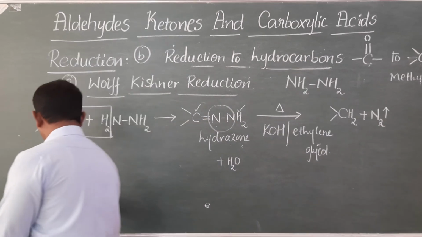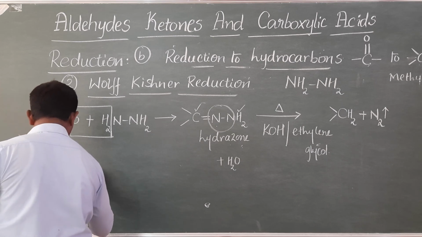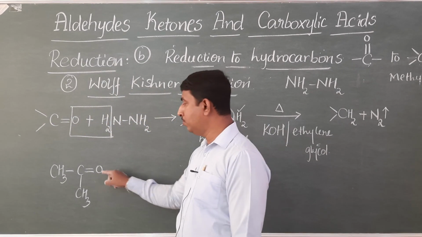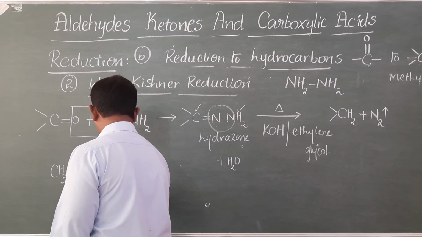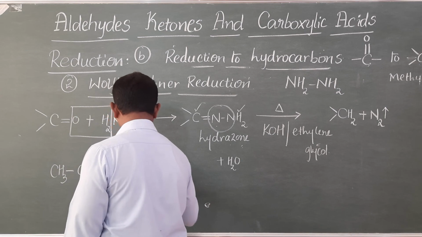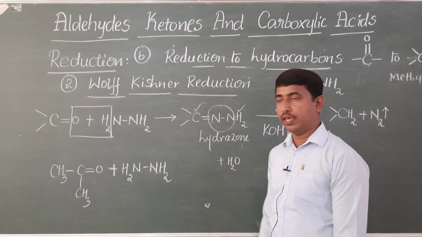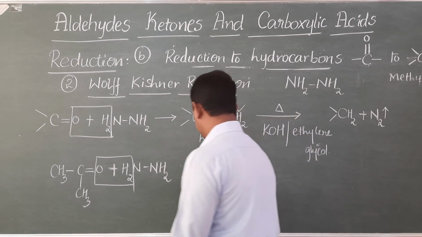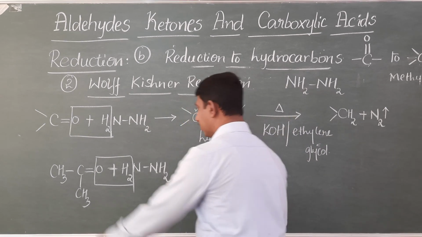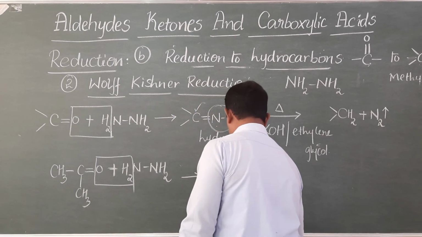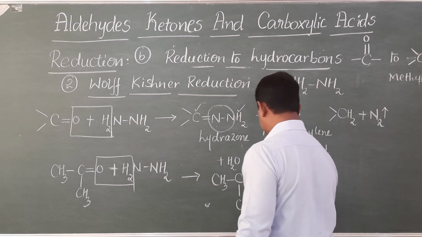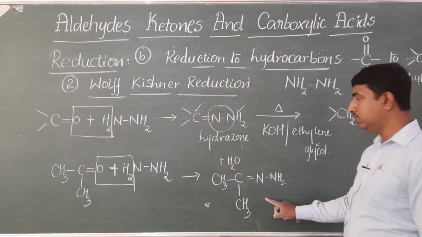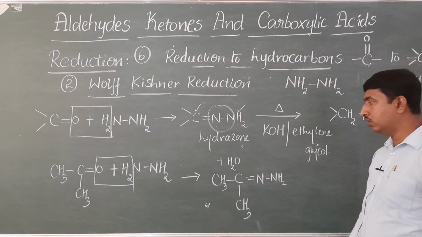For example, I will take acetone, CH3, C double bond O, CH3. In order to show the removal of water, I wrote C double bond O like this, plus hydrazine, H2N NH2. Remove water. Write the product: CH3, single bond C, single bond CH3, then double bond, here it is NNH2. This is hydrazone along with water. No need to write water.